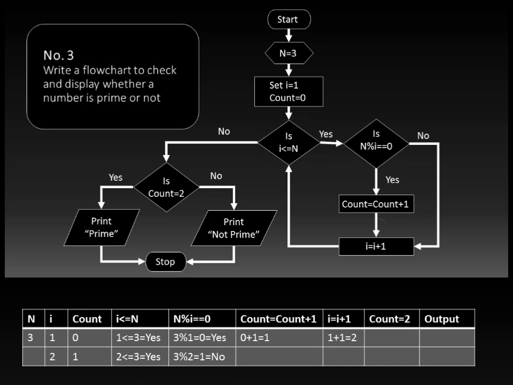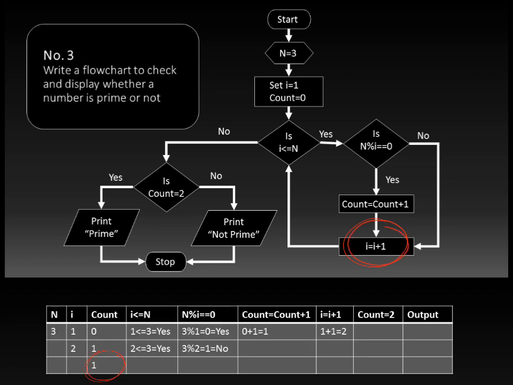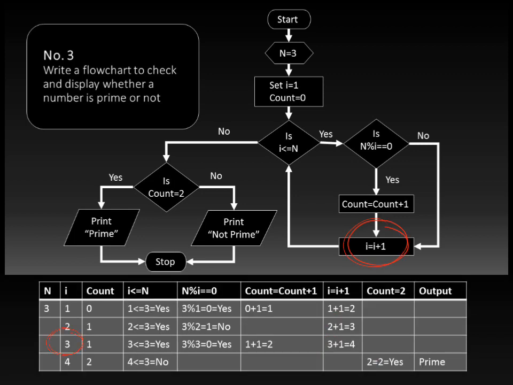So, let's proceed. Since the value of our i is 2, we will divide 3 divided by 2. So, we will get an answer of 1 with a remainder of 1. So, the answer is no. Because it's no, the value of our count remains 1, so we put the value of count here. So, proceed. Because it's no, we go straight to i equals i plus 1. So, the value of our i is 2. So, 2 plus 1 equals 3.